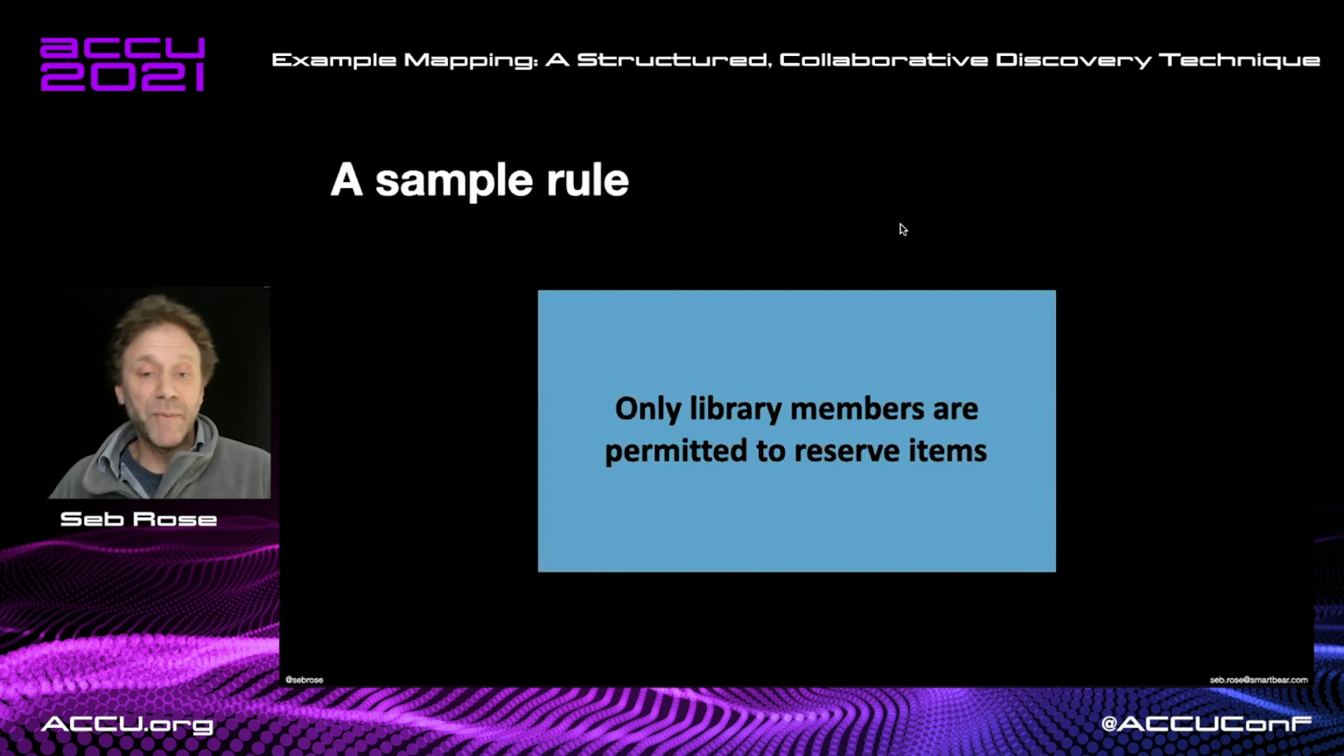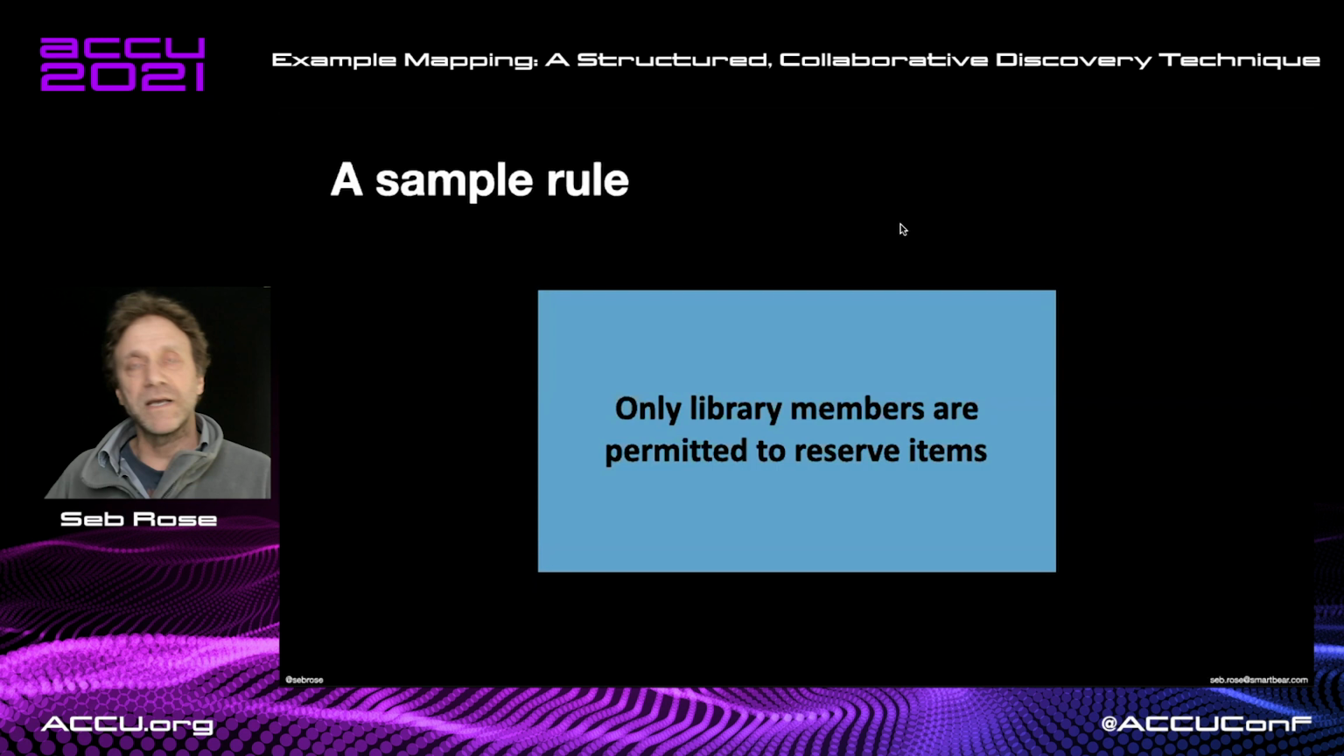So here's a sample rule. There's no formal mechanism here for writing out rules. There's no shoulds or musts or will haves. It's just a description of a behavior or a way we want the system to behave. Today I'm going to be talking about a library system. It doesn't really matter what system it was. It's just a simple idea.